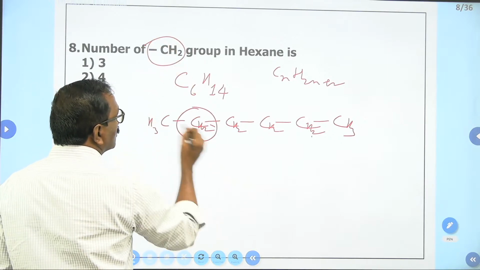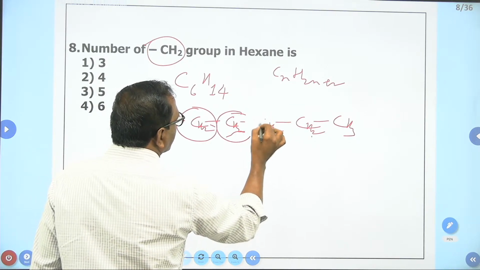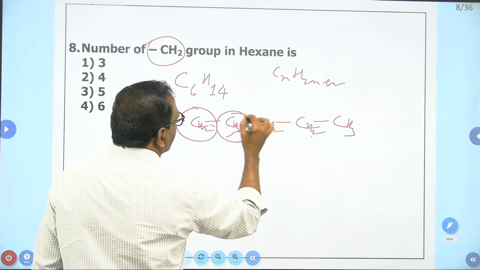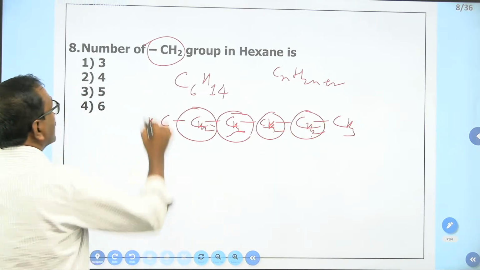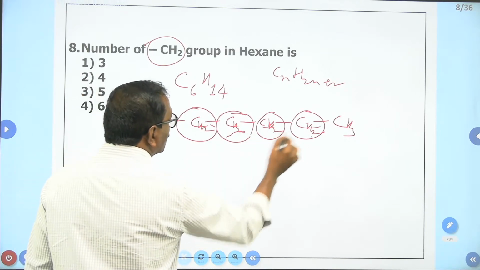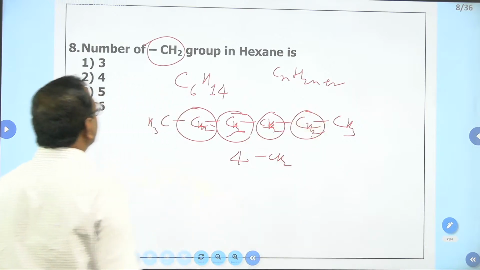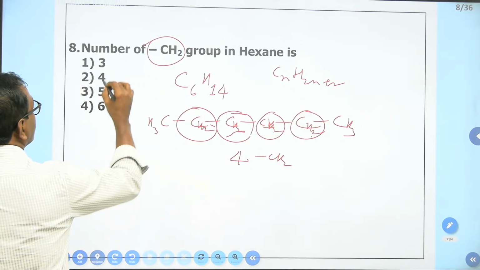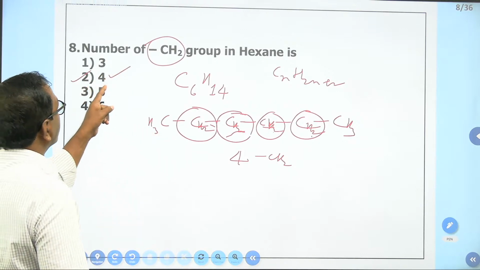This is one CH2 group, second CH2 group, third CH2 group, and this is the fourth CH2 group. They are asking only about the number of CH2 groups. How many are there? 1, 2, 3, 4. Four CH2 groups are present in the hexane compound. So the 4 is the second option. The number of CH2 groups in hexane is 4.